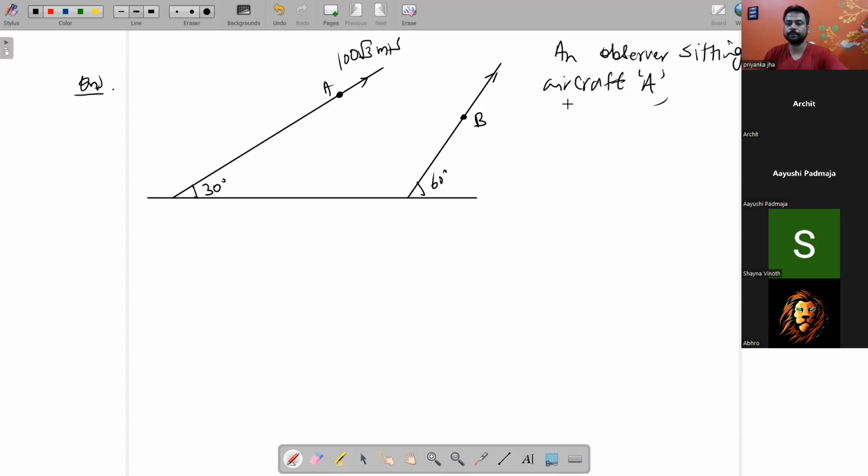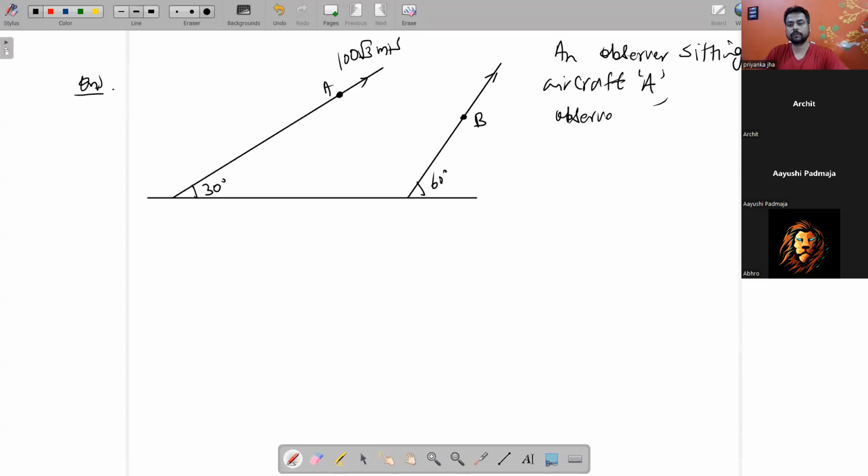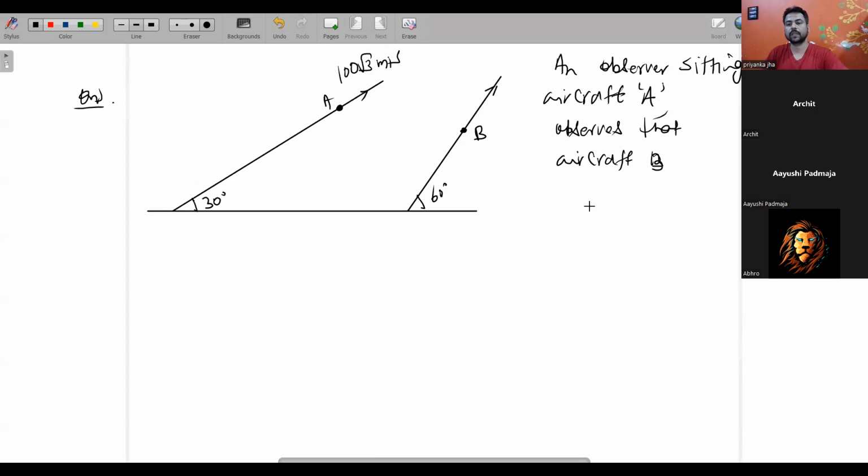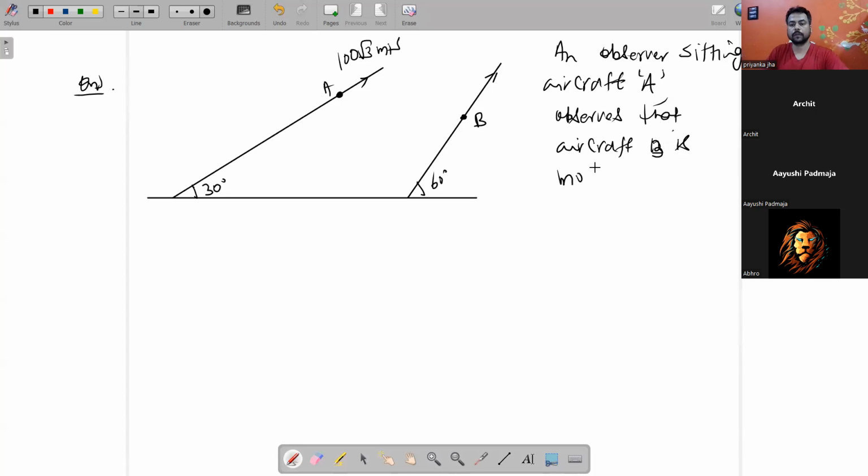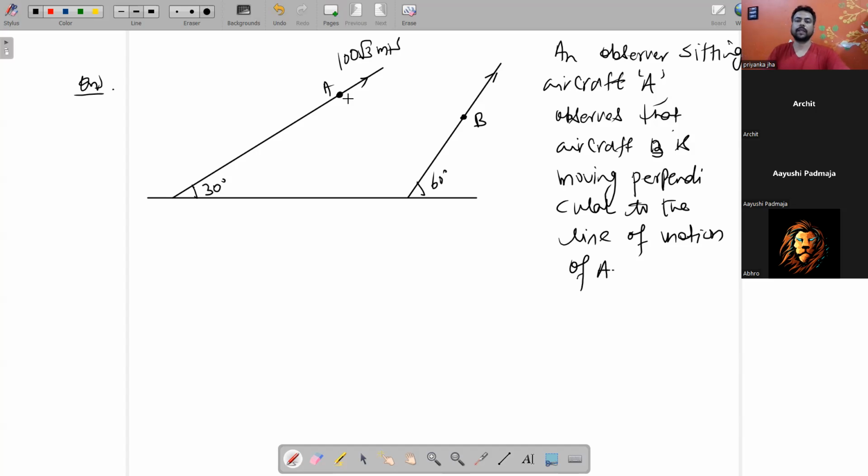An observer sitting in aircraft A observes that aircraft B is moving perpendicular to the line of motion of A. There is a guy who is sitting in aircraft A and observes that aircraft B is moving perpendicular to the line of motion of A. Because A is moving in this direction, this direction can be called the line of motion of A, and this is the line of motion of B.